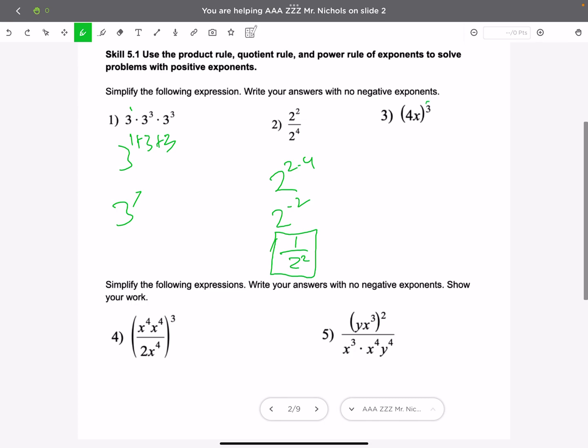Now, for problem 3, this 3 is distributed to both, so it's like 4 to the third x to the third. You could literally just write it like this, or if you wanted to, 4 to the third power is 64x to the third, like that. By the way, this could also have been written as 1 over 4.